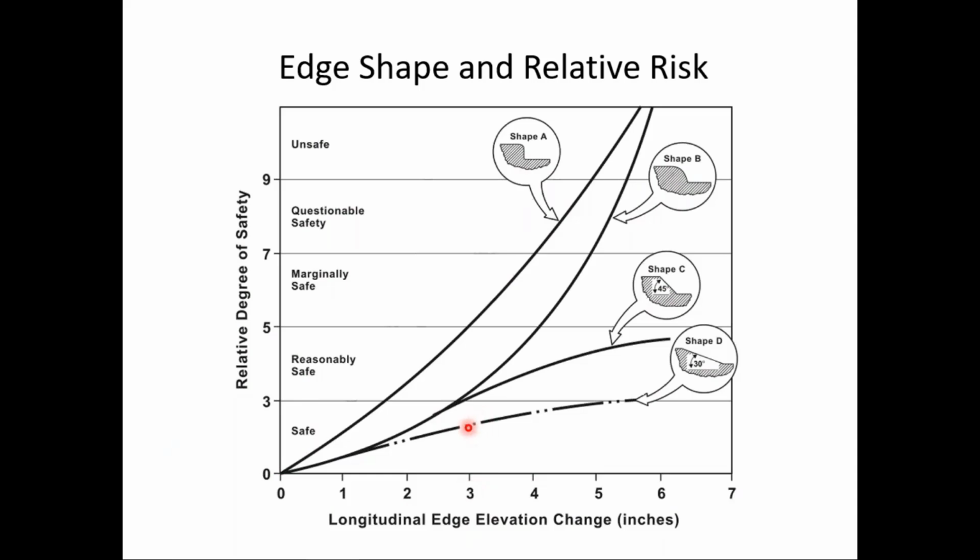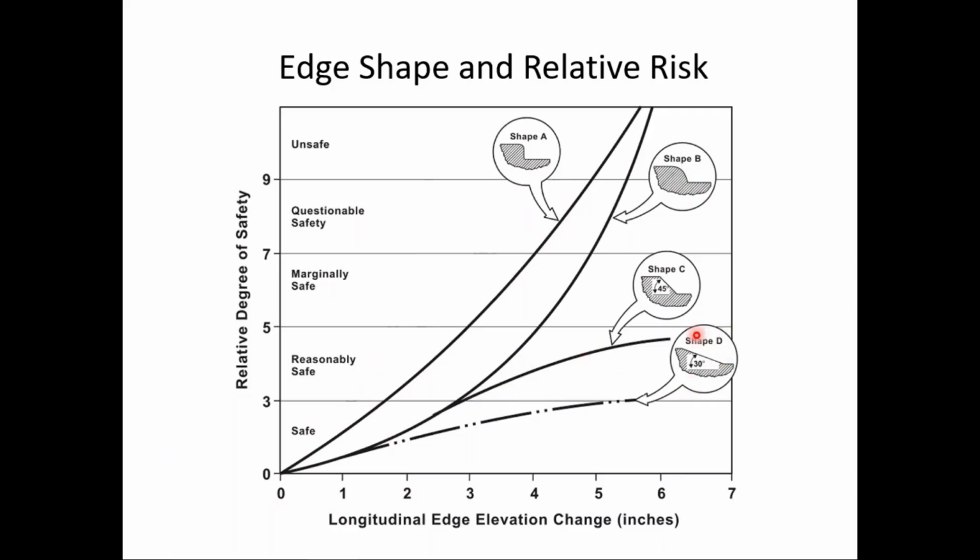And I think you can see here, notice for shape A, the vertical edge, we follow that curve. Notice when that gets to about 3 inches here, that's when we go from reasonably safe to marginally safe. So that's sort of the reasoning or rationale why some agencies use that 3-inch height. Other agencies may use a 2-inch height, which is roughly where it goes from safe to reasonably safe.